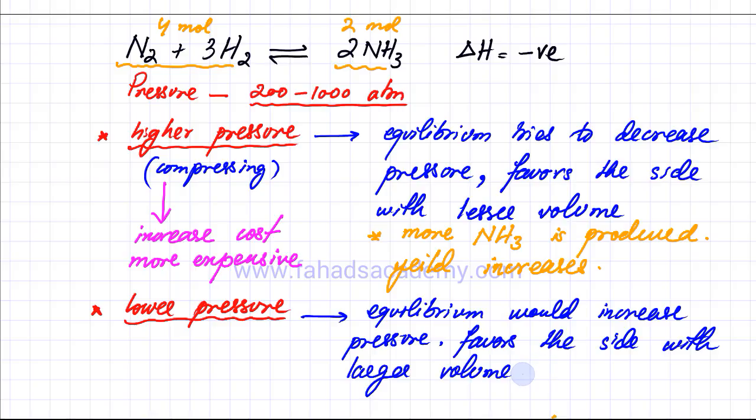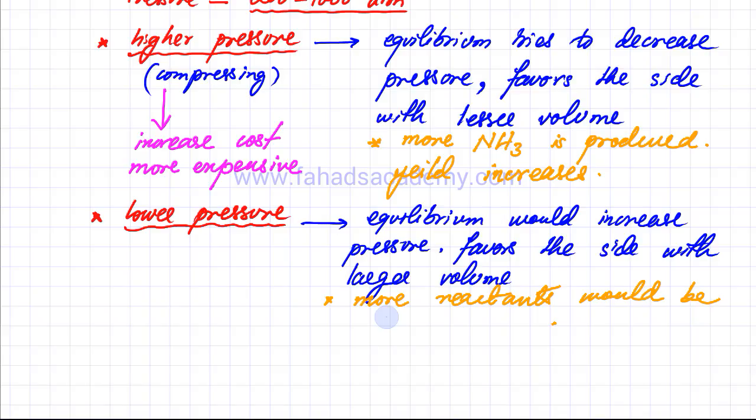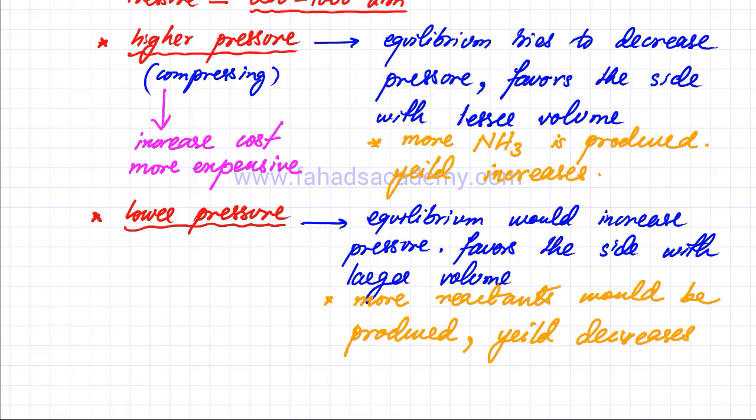So more reactants would be produced, and your yield would decrease. So your yield decreases, which is why we would not be using lower pressures, because lower pressure would favor the left hand side. The backward reaction would speed up.